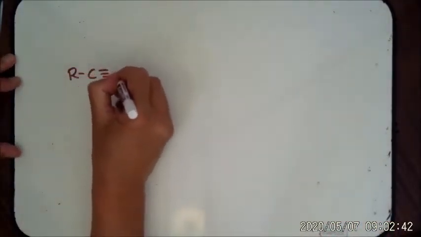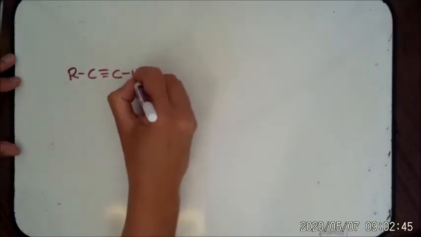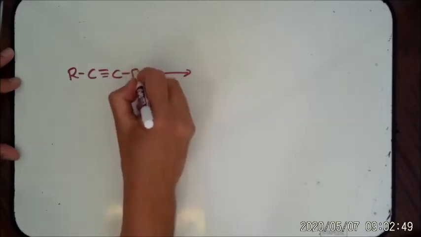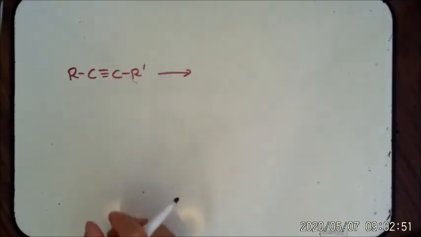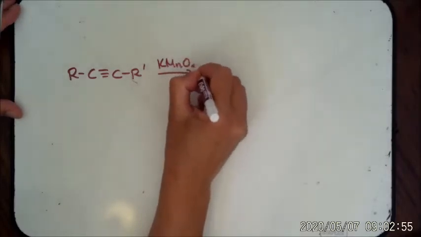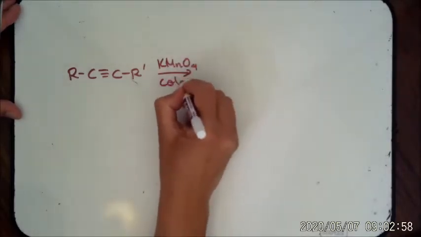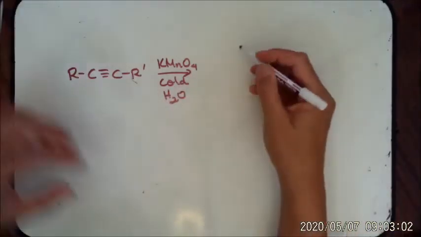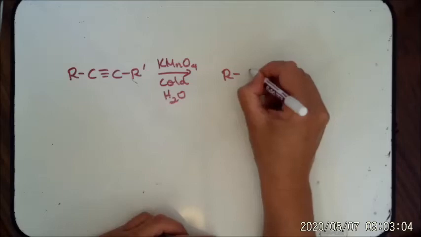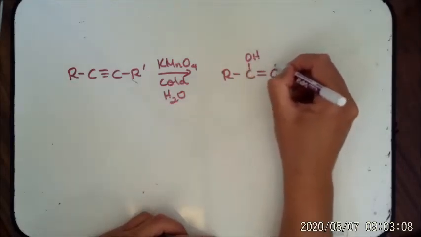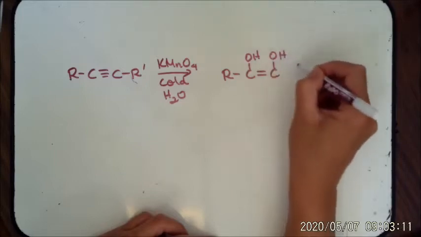So when you have R prime here. Okay. So when you have the potassium permanganate cold, and neutral, remember you form your ester, which then leads to the syn addition.